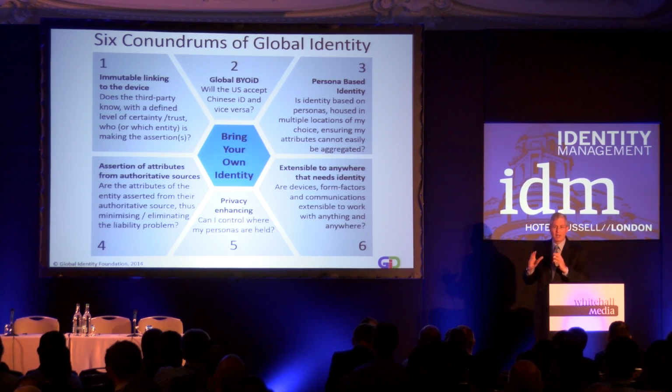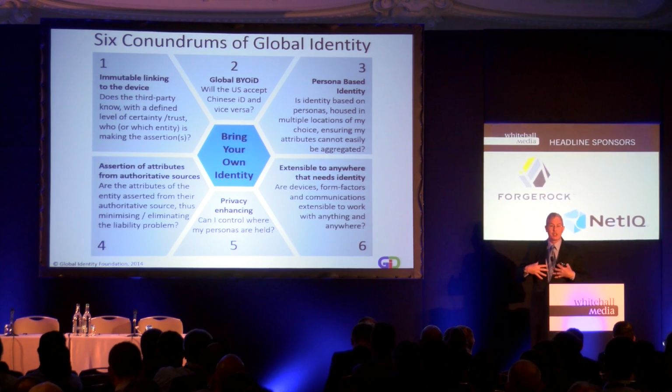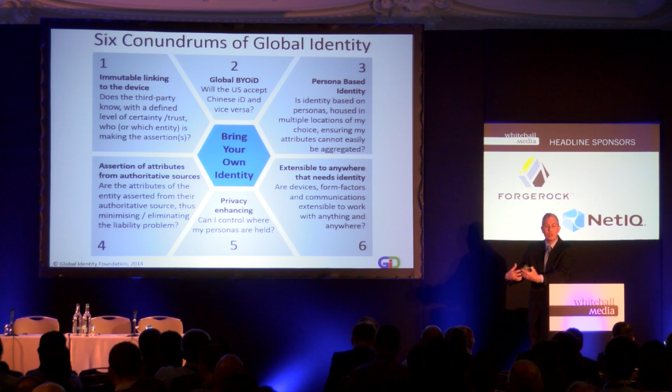So at best it implodes, at worst it fails, costing you and I lots of money, because generally they're public projects. Here are the problems you have to solve. First of all, immutable linking. Do you know with any degree of certainty the trust level to which the person is linked to their digital identity? Because if you don't, you can't consume that in a server that you have no relationship with.